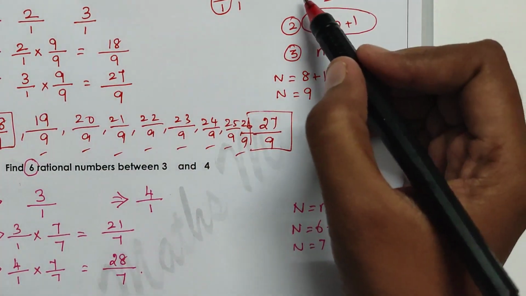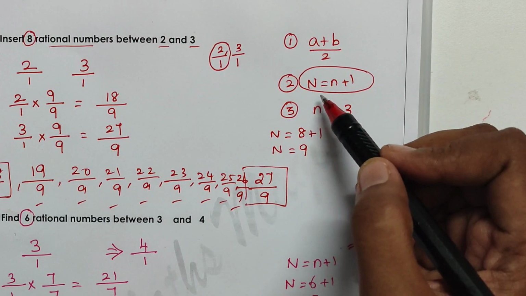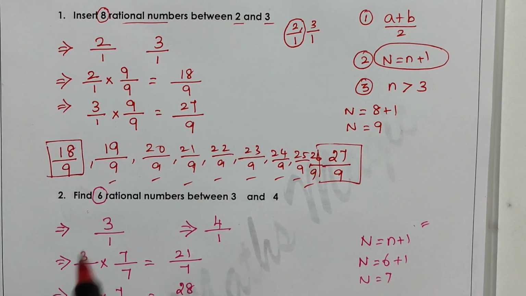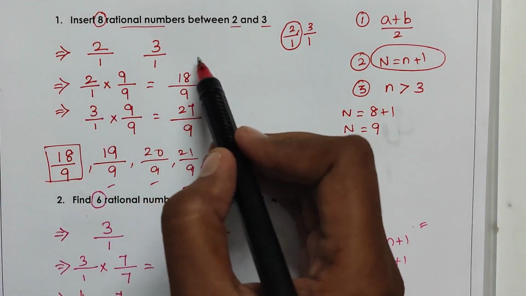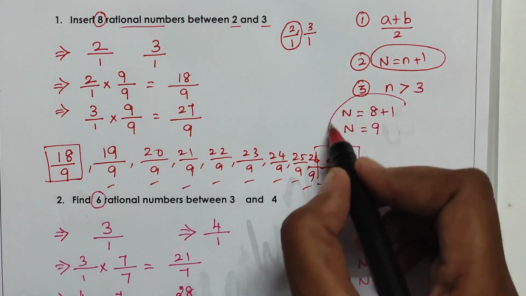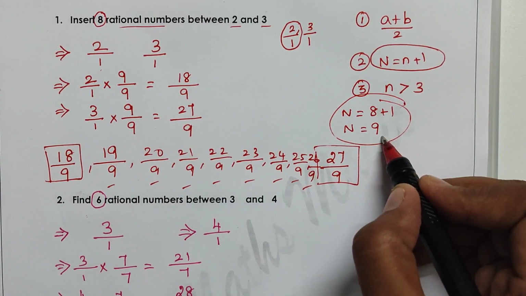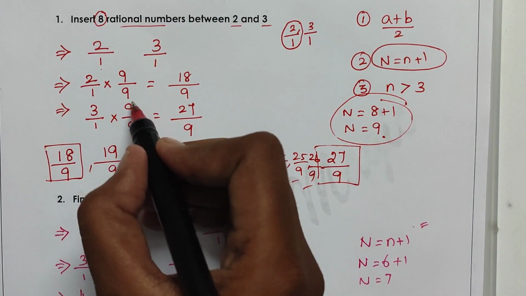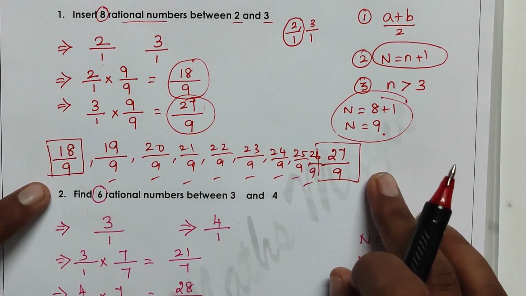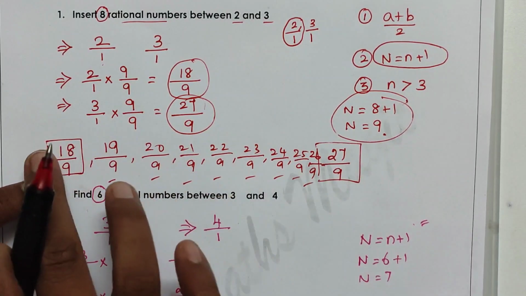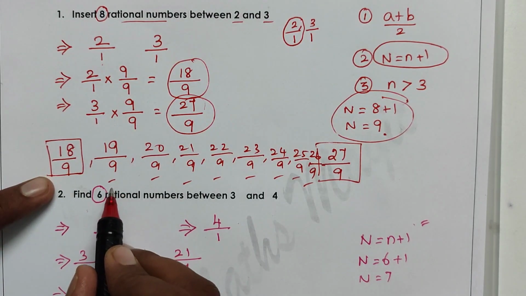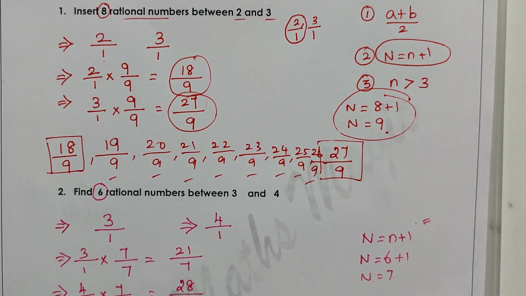So once again I am telling. The first method is a plus b by 2, the next method is n is equal to n plus 1, and the third method is n is greater than 3. The first step, we have to make the whole number into a rational number and check whether the denominators are the same. Then after using this formula, we find the capital N. We have to multiply the number and divide the number. Now the starting limit and the ending limit are already fixed. All the bases are the same, so we can increase the numerator by 1, and now we get the rational numbers that we asked for.